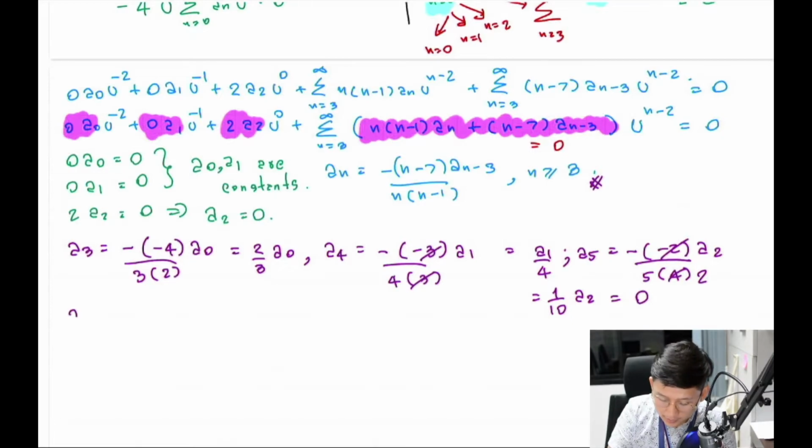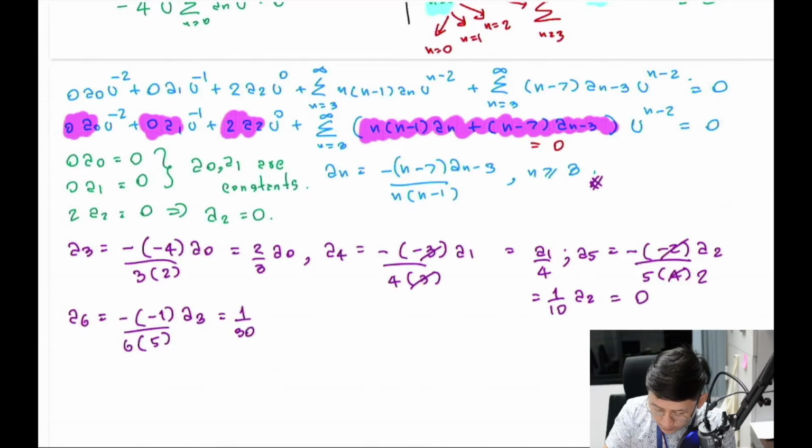Okay, and A6 would be minus 1. You substitute n here with 6, right? So you get minus of minus 1, A3 divided by 6 times 5, and that would be 1/30 A3, but A3 is actually 2/3 A0, so that would be 2/90 A0.